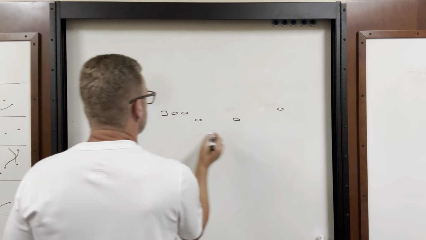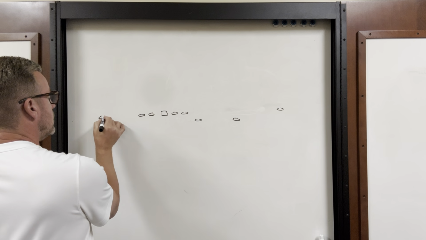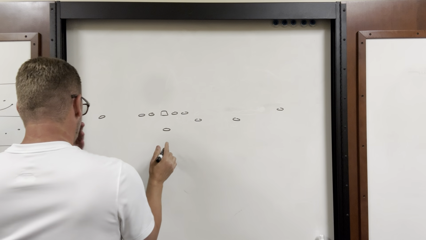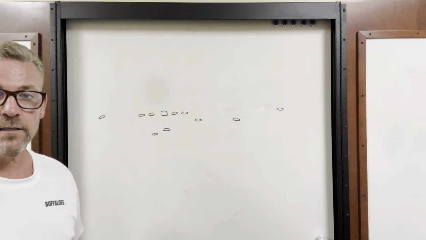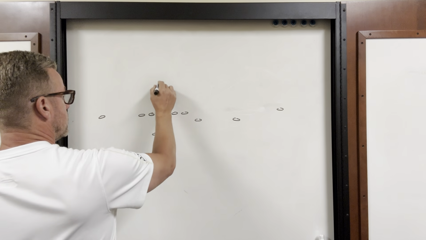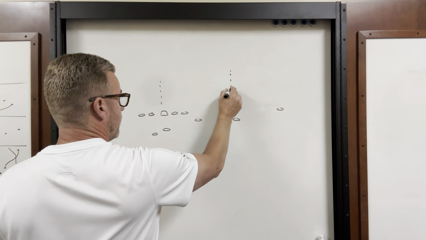Now, the next thing I want to talk about is, say I'm on the left hash and I'm in the 3x1 right here to the field. All right, I'm on the left hash here.